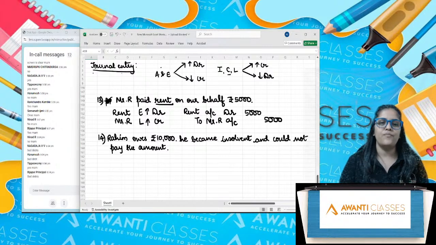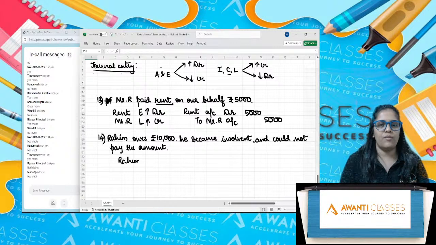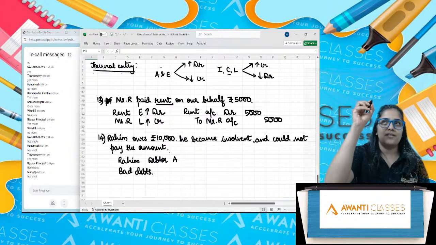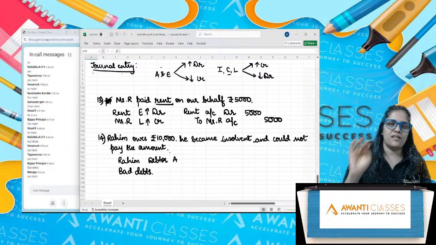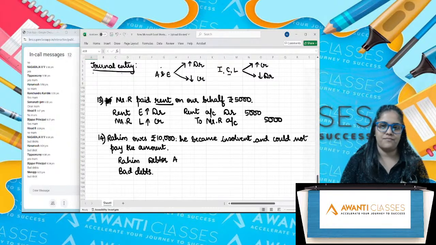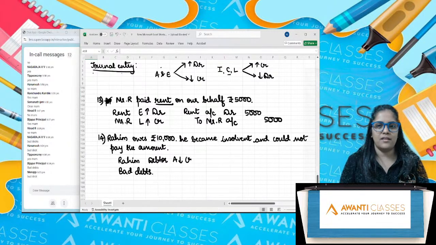Okay, let's understand. Rahim has to give us money, which means Rahim will be a debtor. Debtor is an asset. He has to pay 10,000 but will not, so it becomes zero. So the asset balance is decreasing. So asset decrease, credit. And bad debts is an expense. Expense will increase, therefore debit.